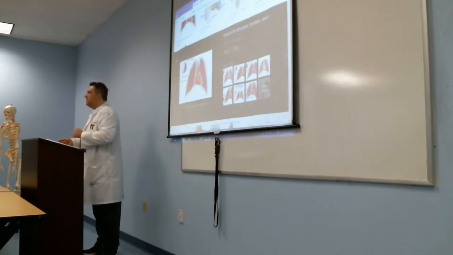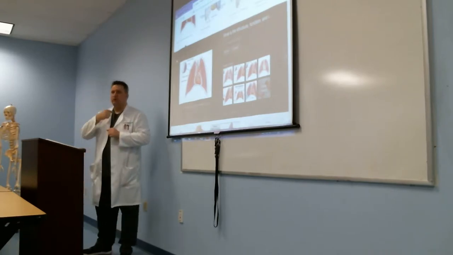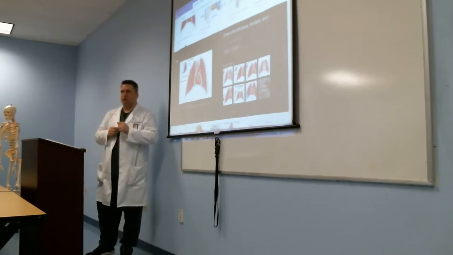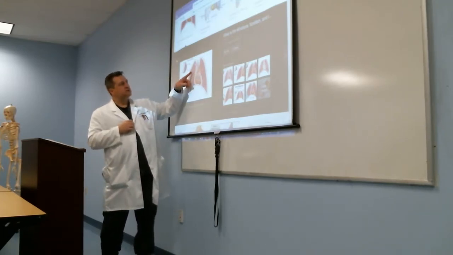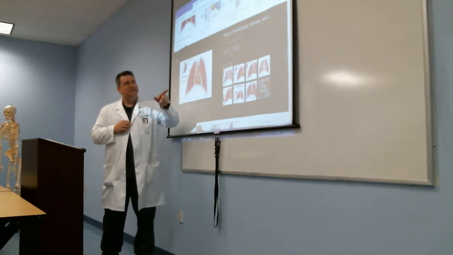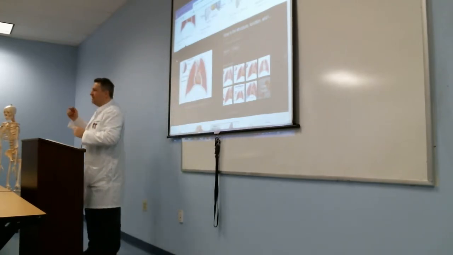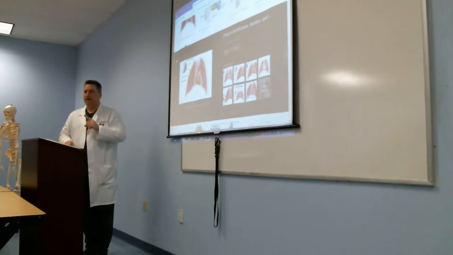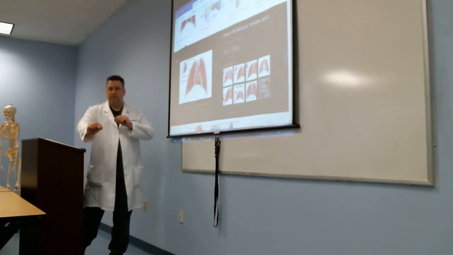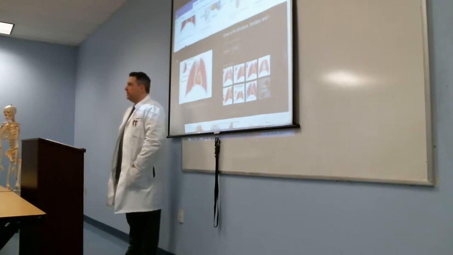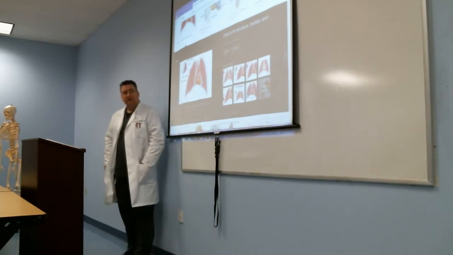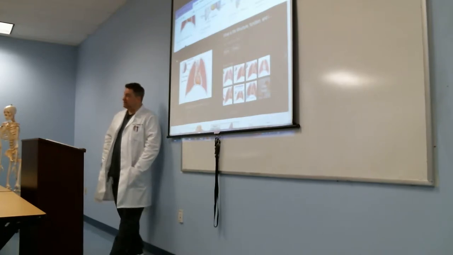So air going into our nose, external respiration. Air going into our trachea, external respiration. Air going into the bronchus, external respiration. Air going into the alveoli, external respiration. It's not until a molecule crosses a membrane that we call it internal respiration, that oxygen moving across the membrane. That's why I can say that technically the inside of that alveoli is still outside of the body.